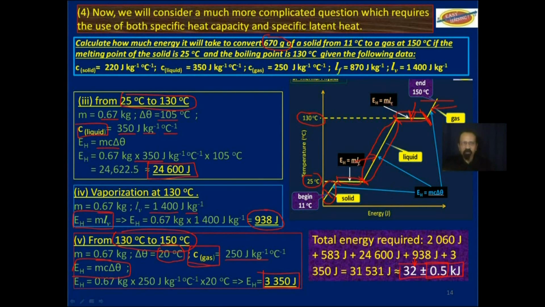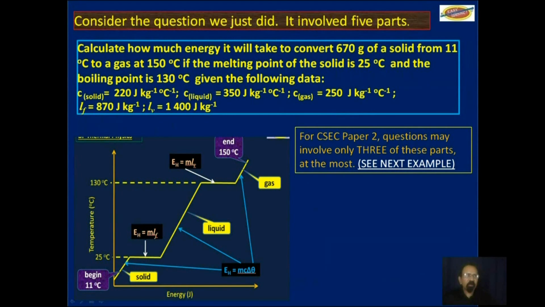You have to do little pieces, and really we were using only two formulae. EH is equal to MLF or MLV, that's one, and EH is equal to MC delta theta. For CSEC paper 2, questions may involve only 3 of these parts. It wouldn't be as complicated as we just did.